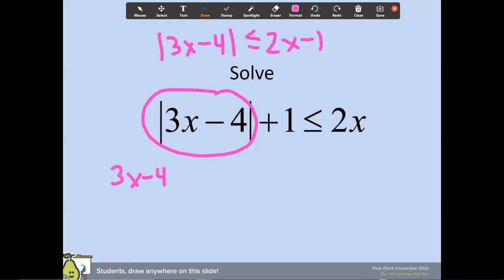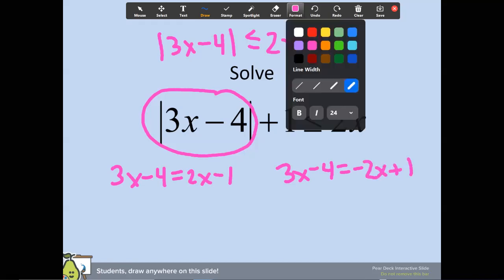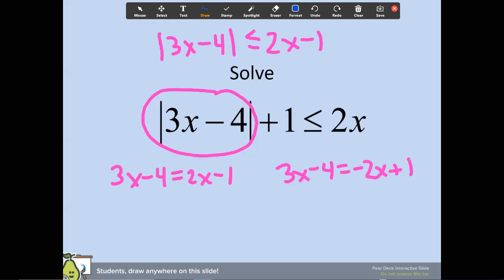3x minus 4 equals 2x minus 1, okay? And 3x minus 4 equals negative 2x plus 1. We're making that opposite. Little note, I know that especially in the honors math analysis classes, I usually teach it this way when I teach it to my honors class.